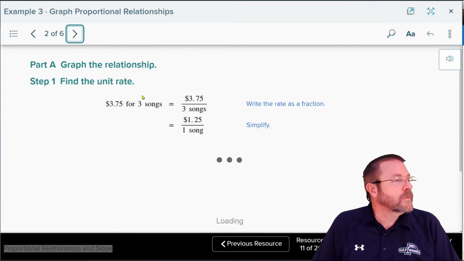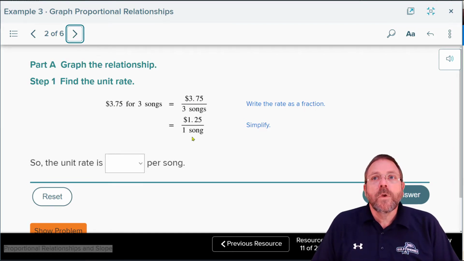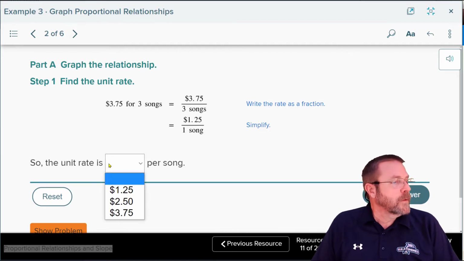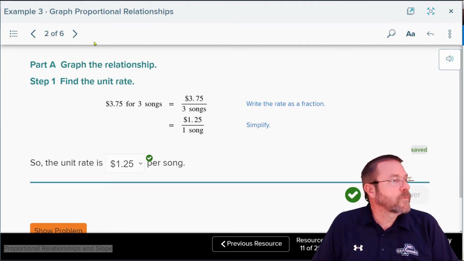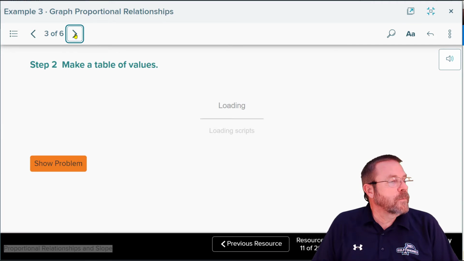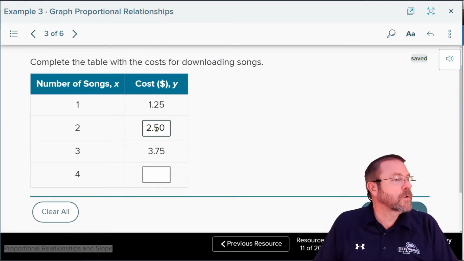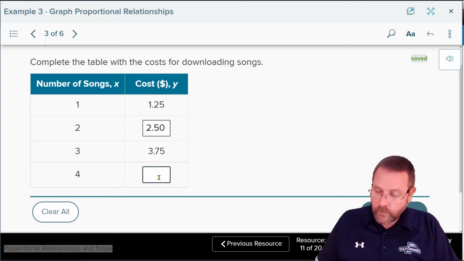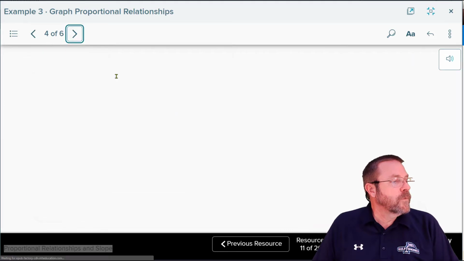So, with that said, we know that 3 songs is going to cost $3.75. That means if you divide $3.75 by 3, 1 song is going to equal $1.25. That gives us a unit rate of $1.25 per song. From here, we can move a little bit forward where we can do a table. That means 2 songs is going to be $2.50. That means 4 songs is going to end up being $5.